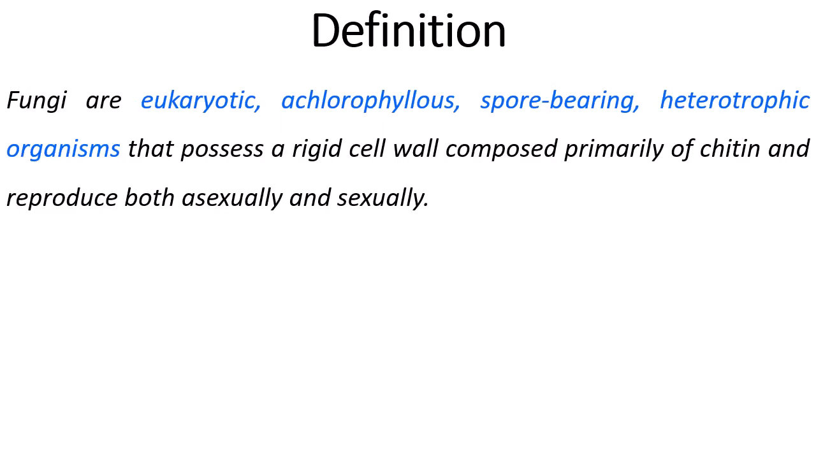Let us begin with the definition of fungi. The fungi are actually eukaryotic, achlorophyllous, spore-bearing, heterotrophic organisms that possess a rigid cell wall composed primarily of chitin and reproduce both asexually and sexually. This is a precise and perfect definition of fungi, where most of their general characteristics are actually represented in this definition.